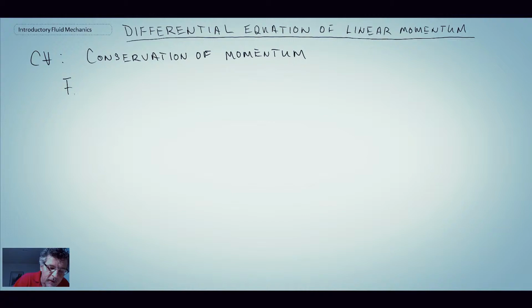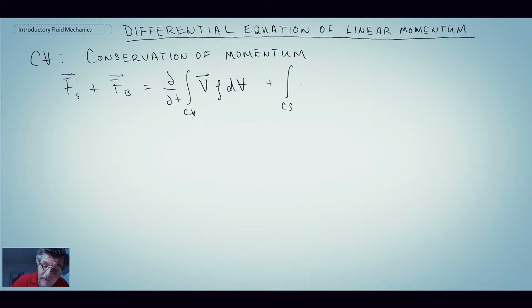So if you recall the control volume formulation, we had surface forces and body forces. That was equated to the time rate of change of momentum within our control volume, and then we had momentum flux across our control surfaces. So that's conservation of momentum.